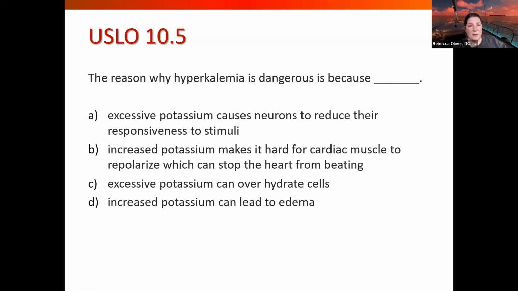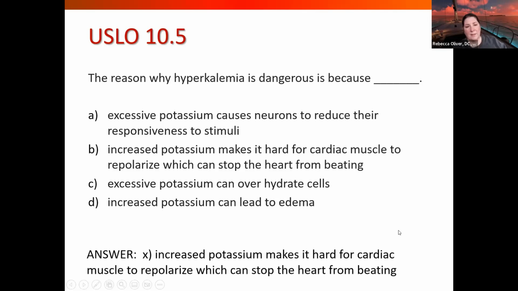The reason why hyperkalemia, elevated levels of potassium, is dangerous is because excessive potassium causes neurons to reduce their responsiveness to stimuli. Increased potassium makes it hard for cardiac muscle to repolarize, which can stop the heart from beating. Yeah, that's an important thing. Excessive potassium can overhydrate the cells. Increased potassium can lead to edema. And the answer is increased potassium can make it harder for cardiac muscle to repolarize, which can stop the heart from beating.